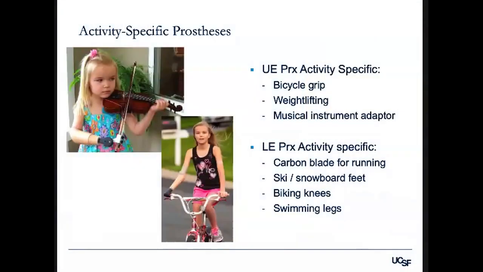So with regard to activity-specific devices, children who require prostheses are generally highly active and interested in a wide array of activities. So these activities often require the provision of a separate or secondary prosthesis with activity-specific components. And you can see pictured here examples of upper extremity adaptive devices can include designs for playing a musical instrument and terminal devices designed for gripping bicycle handlebars.